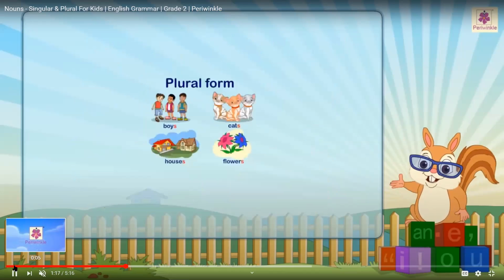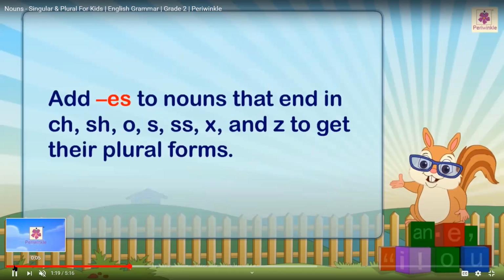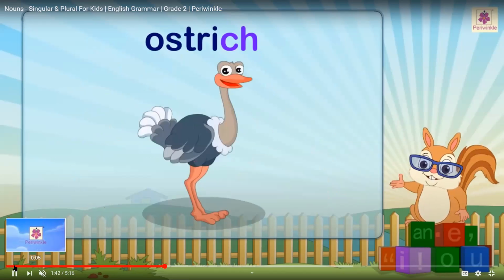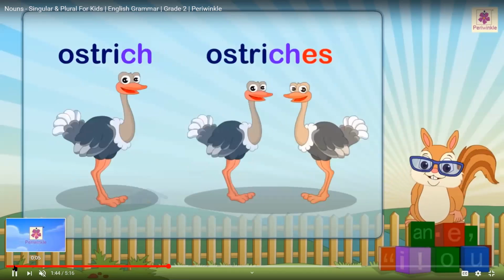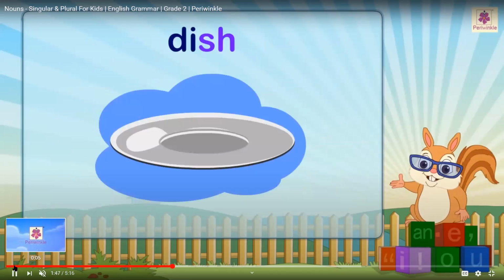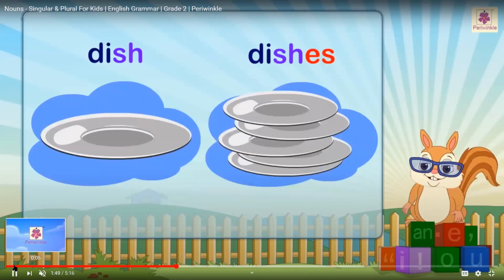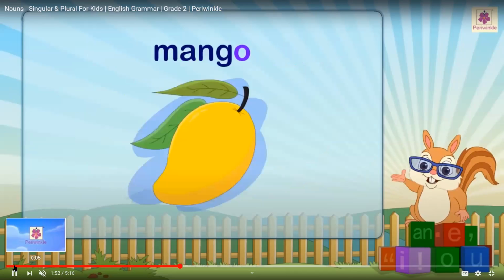Now, moving to the next, we add ES to nouns that end in CH, SH, O, S, double S, X, and Z to get their plural forms. Whenever the nouns end with these letters, CH, SH, O, S, double S, X, or Z, we need to add ES. Ostrich, ostriches. Dish, SH is the end letter, so we are adding ES here.